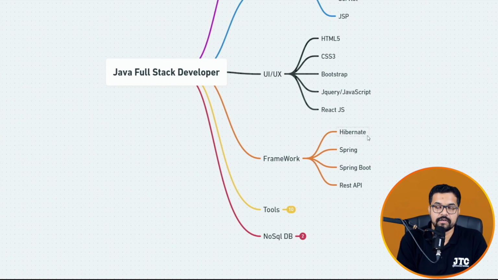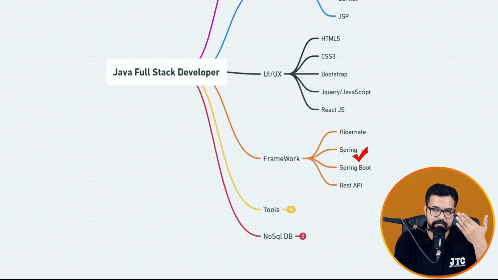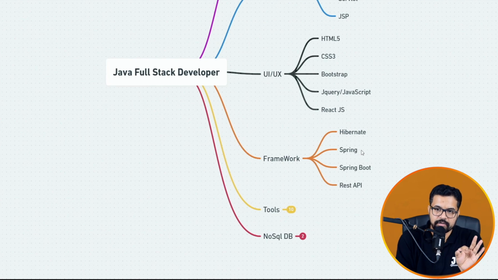The first one is Hibernate. In the latest versions, you should study Hibernate 5 point something, right? You should have good knowledge of Hibernate as well as Spring. In Spring also there is a latest version, 5 point something. Why am I talking about Spring? Because nowadays everyone is talking about Spring Boot.